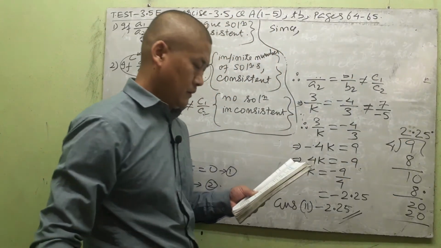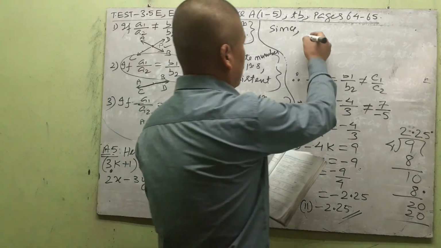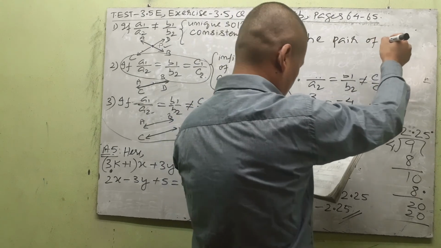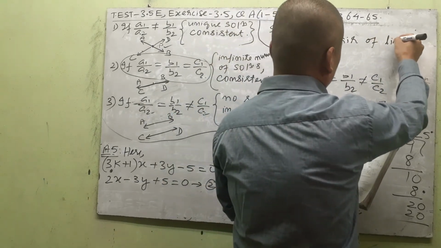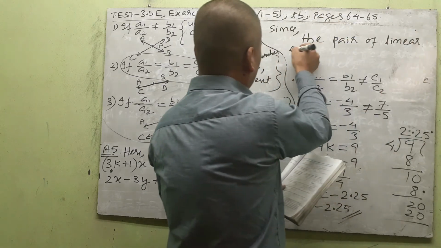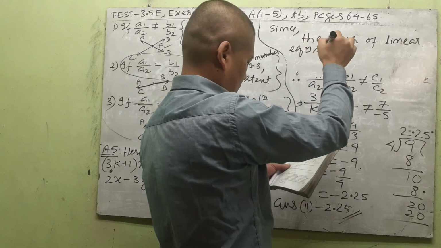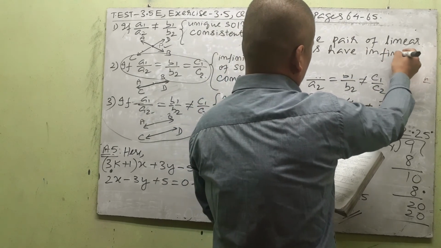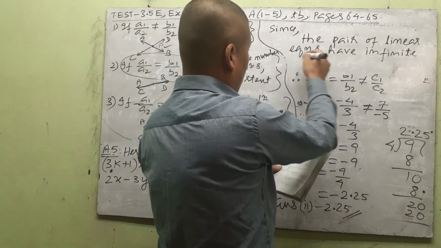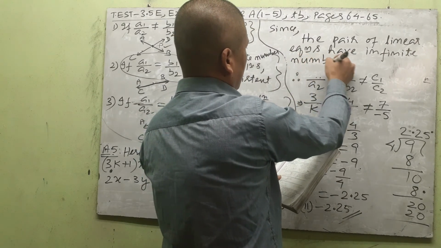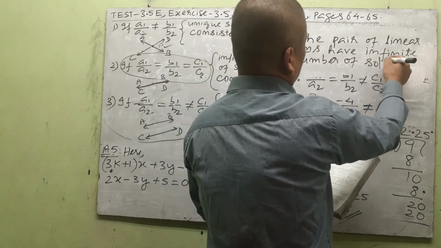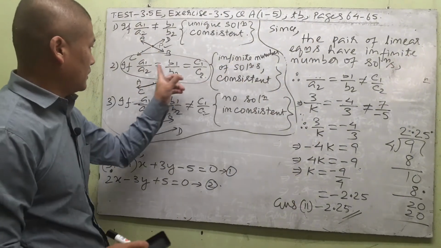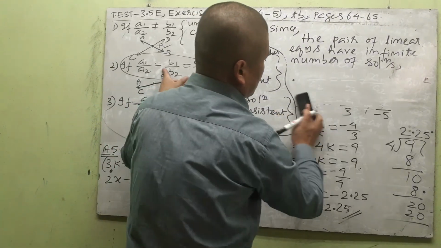Since the question has said the pair of linear equations, we can just use the same language as text. That's always easier. The pair of linear equations have infinite number of solutions. So infinite number of solutions is this, so we're going to use this. So we're going to replace this one now.